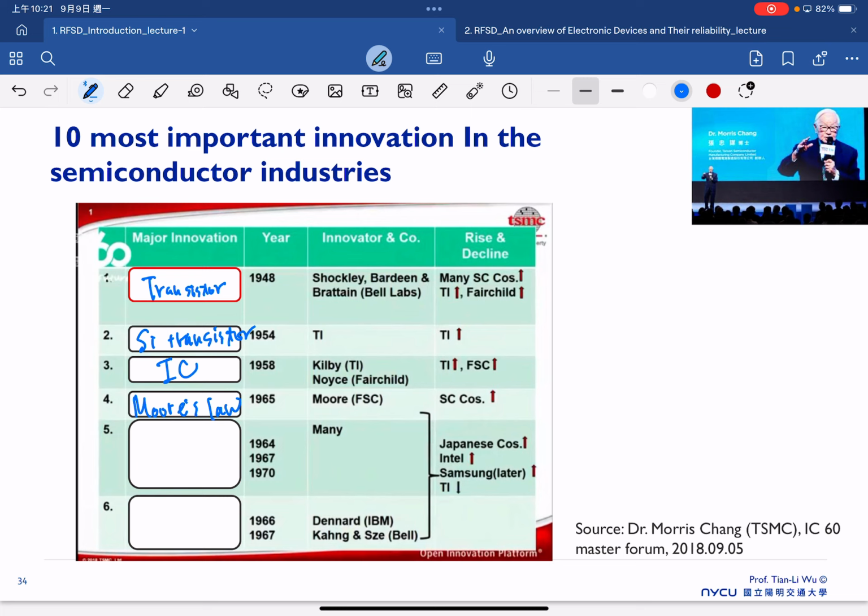And then afterwards, I think the most important is related to MOS technology, because you have to know that in the beginning the silicon transistor was actually based on the bipolar junction transistor. It's not always based on the MOSFET. But since 1964, we started to have MOS technology, for example the MOSFET.